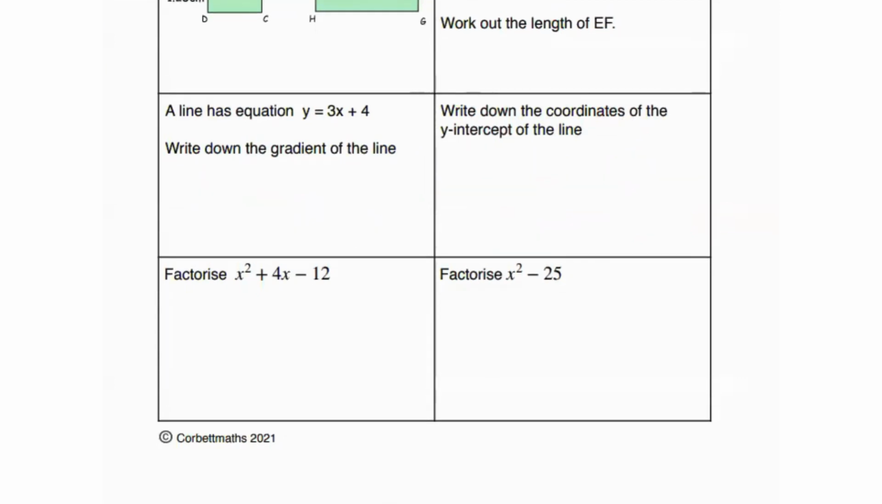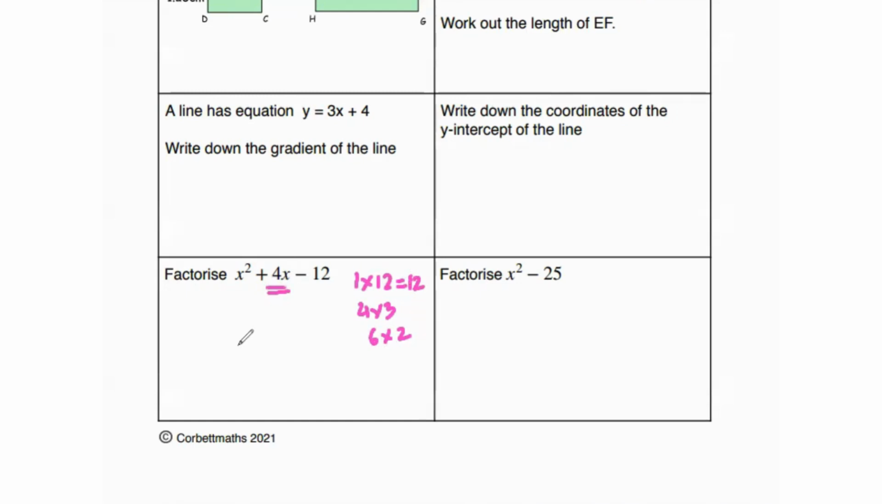Then it says factorize x squared plus 4x minus 12. So we will first multiply the coefficient of x squared with the constant. So that's 1 times 12, which is equal to 12. Now we find factors of this product. We know 4 times 3 is 12 and 6 times 2 is 12, apart from 1 times 12. Once we've found the factors, we choose the set of factors which when added or subtracted give us the middle term, which is 4x.